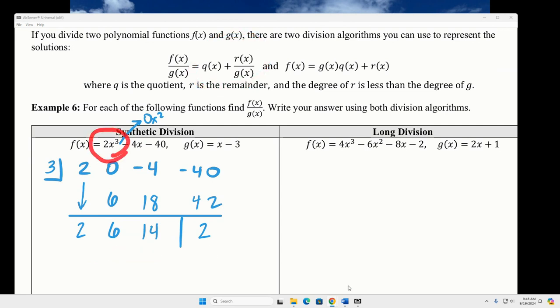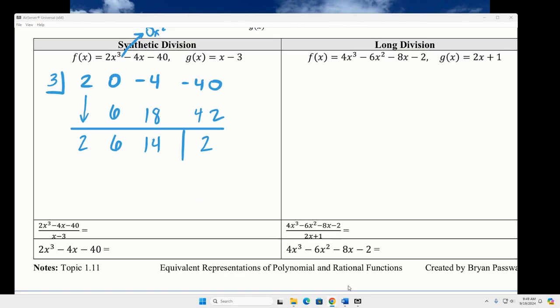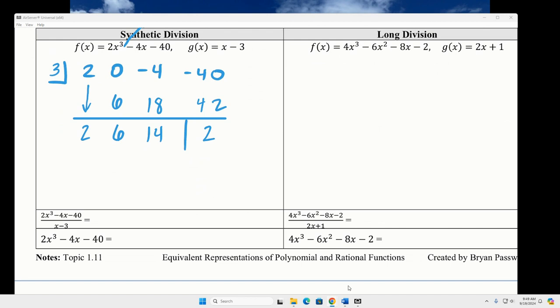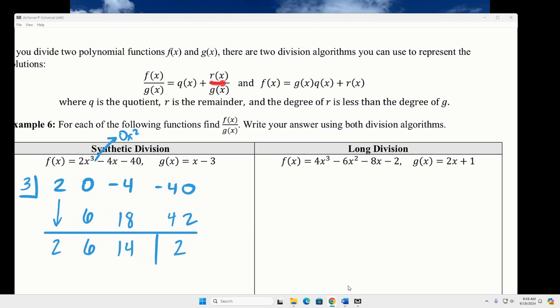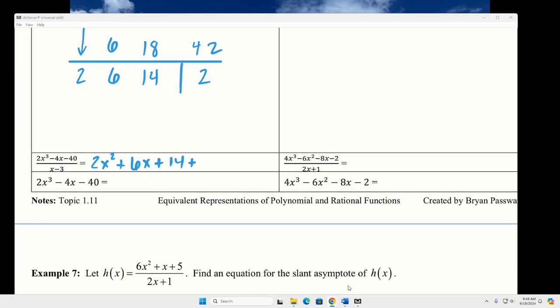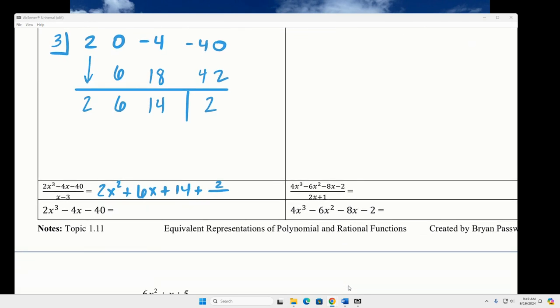So we originally took x cubed and we divided it by x. What should that take it down to? X squared. So when I write my answer using that first division algorithm, this is going to be 2x squared plus, and then a 6, and then that power is just going to go down, plus 14. And then what this means is you do the remainder divided by the divisor, which in this case is g of x. So plus 2 over x minus 3. Does that feel familiar to you, I hope? Okay, you guys remember synthetic, good.